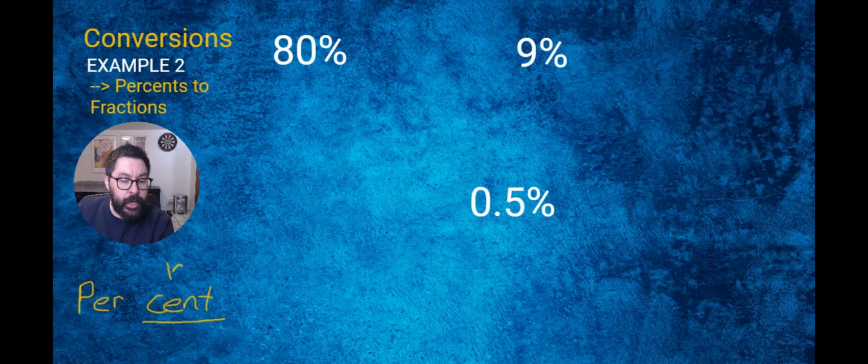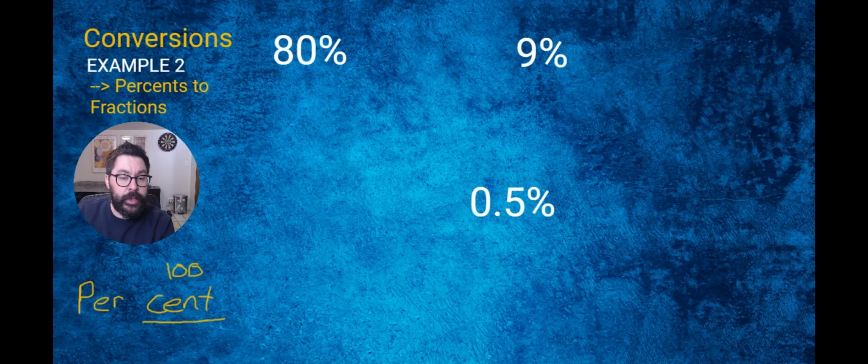But anyways, what percent means is per 100. It means per 100. So this symbol, it's got the line and the two, maybe I'm hungry. I'm thinking of donuts, but they got like two circles, whatever. That means per 100, 80 per 100, 9 per 100, and this terrible one of 0.5 per 100.